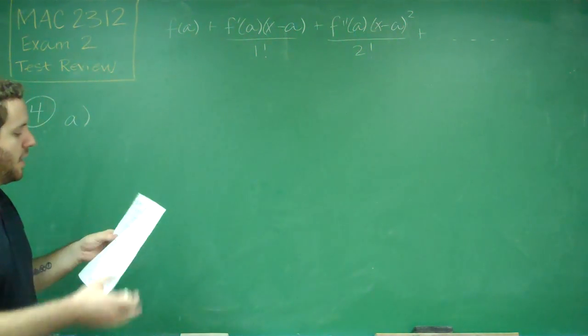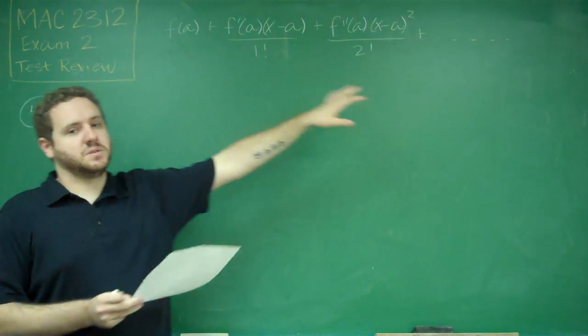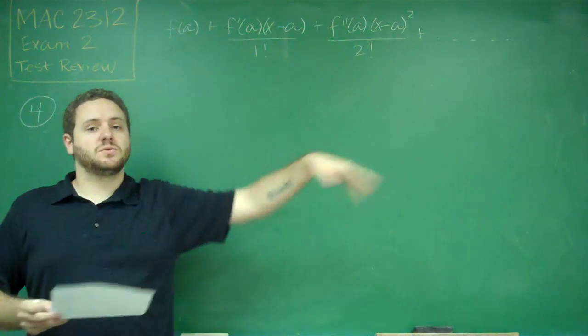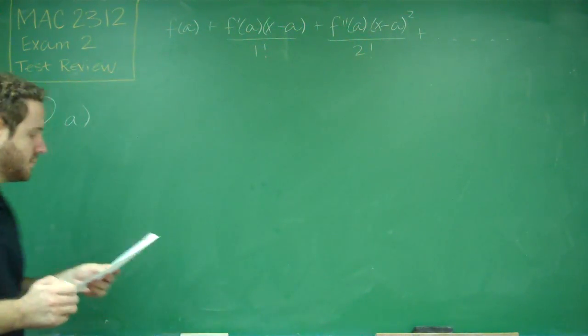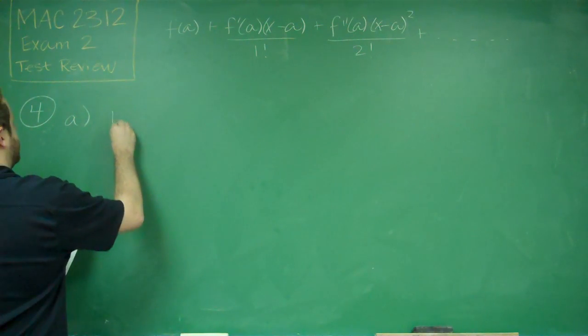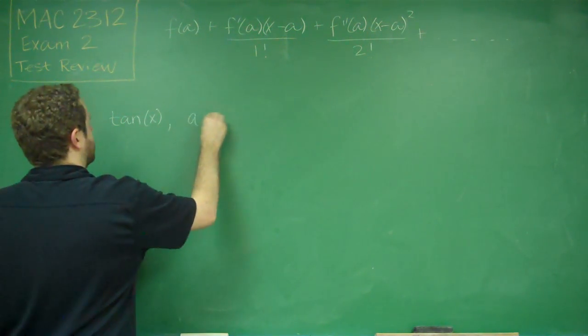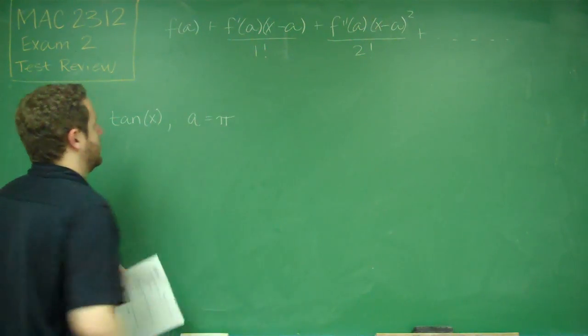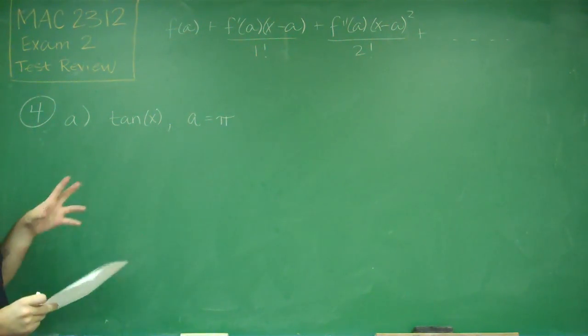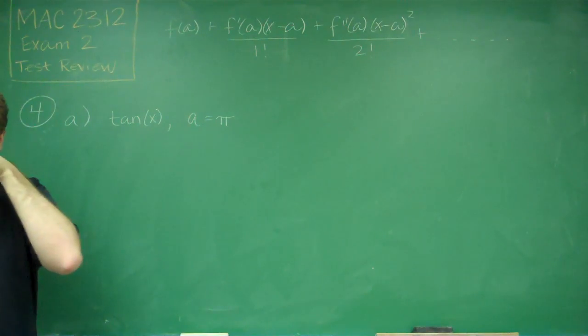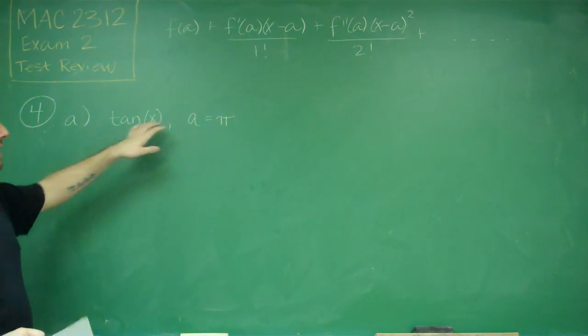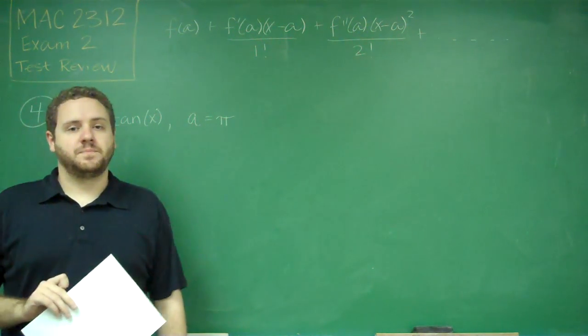But in all of these problems I only asked for the first 3 terms of the power series. So I wrote out these first 3 terms. We're going to be using this for all of them. So the first one is tangent of x at a equals pi. We want the first 3 terms in the power series representation of tangent centered around a equals pi.